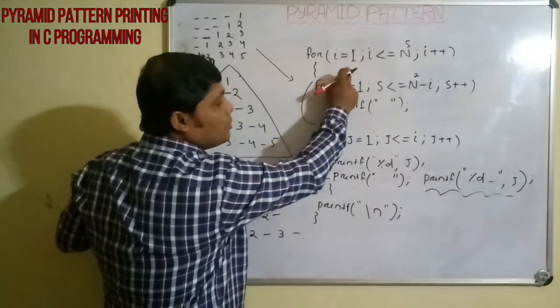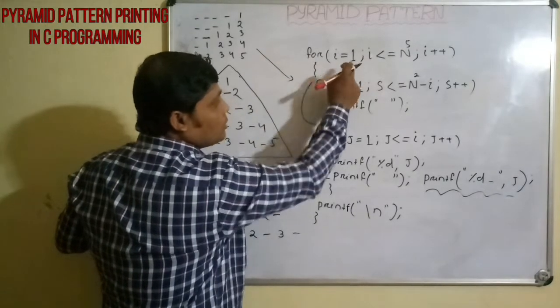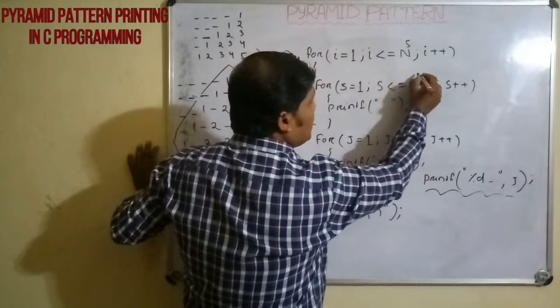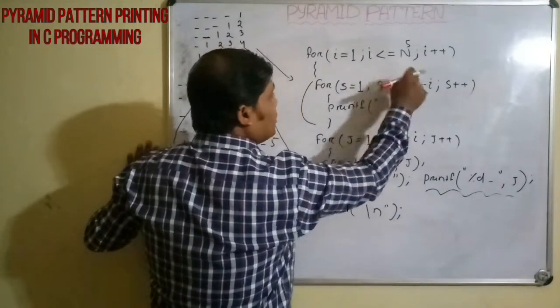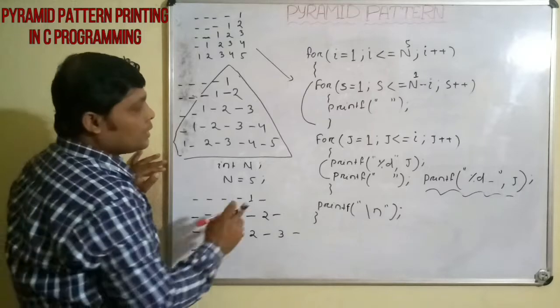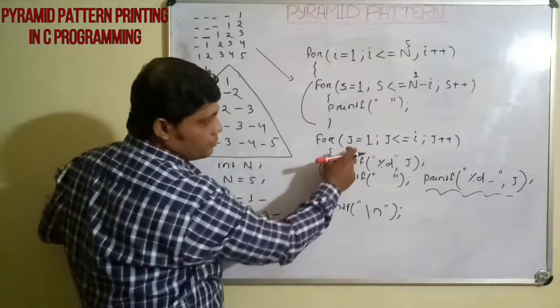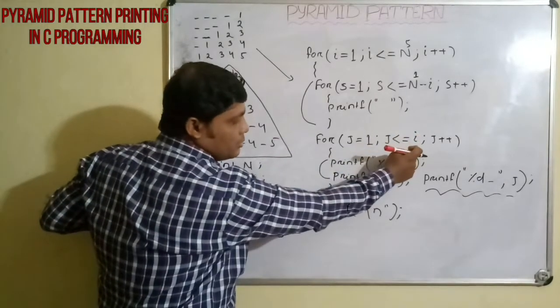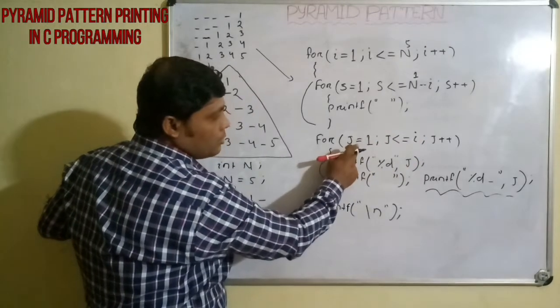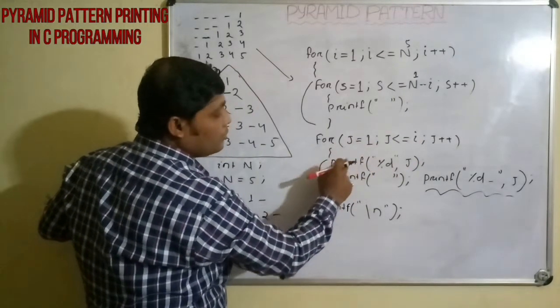i value is now modified to 4. So it will work for 1 to 5 minus 4, that is 1. So one time it will continue, give 1 space. So 1 space is there. After this, come to this loop: 1 to i, j less than equal to i, that means 4. So it will work for 1, 2, 3, 4. Okay, 4 values it will continue.